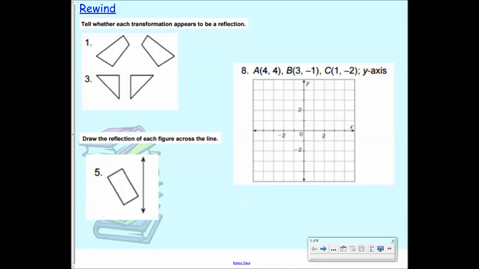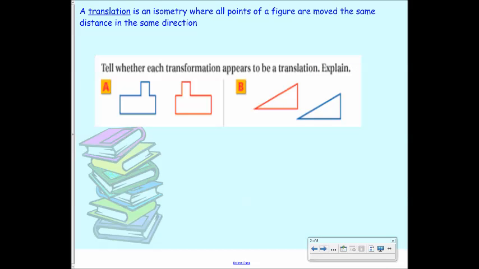All right, so today we're going to talk about translations. This should be relatively quick. They should all be pretty quick for this unit. But a translation is an isometry where all points of a figure are moved the same distance in the same direction. So another word for this is a slide.